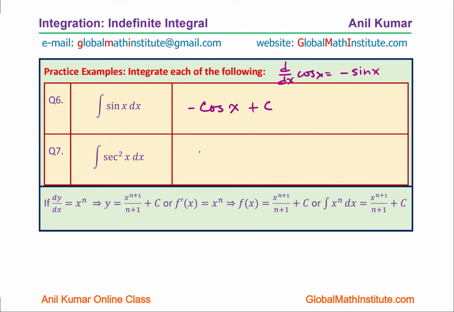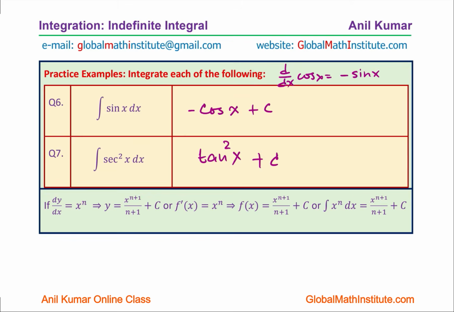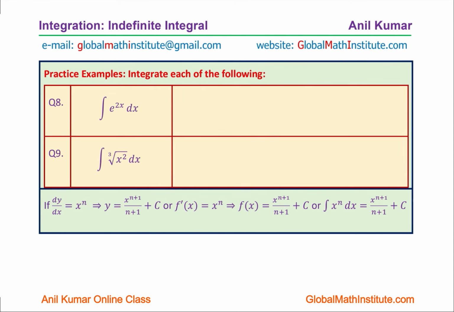For secant square x, it is tan square x, which you know. So we'll just write it down along with the constant, arbitrary constant. Let's move on and take the next set of questions. Here we have exponential functions and the radical function. So e to the power of 2x has exactly the same derivative, right? So we'll have this integral e to the power of 2x dx as equal to e to the power of, add one power to it, correct? So e is the same thing, right? And then, you know, the derivative of e to the power of x is the same thing. So divide by 2, right? So that is what it is going to be. So it is plus c, right?